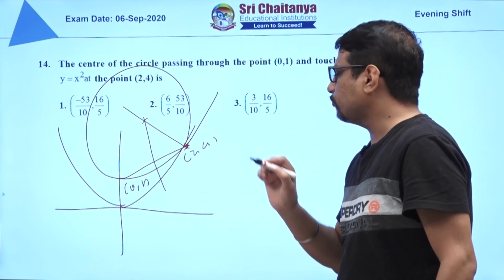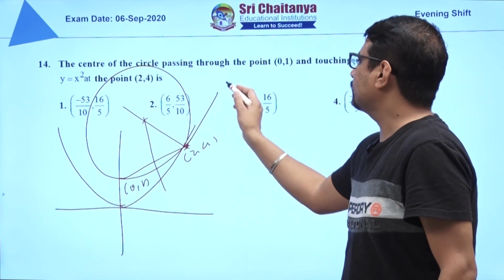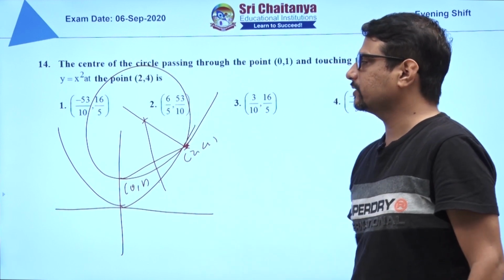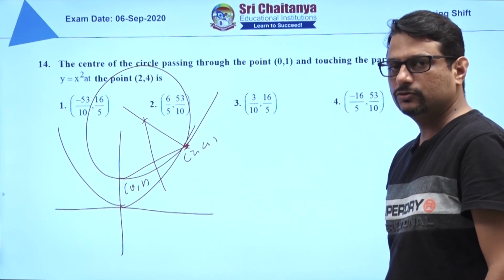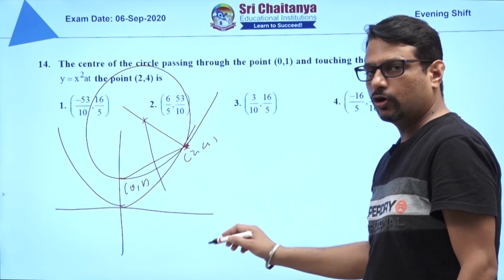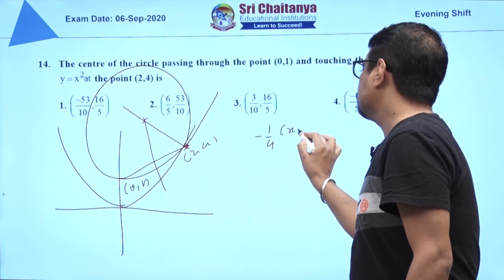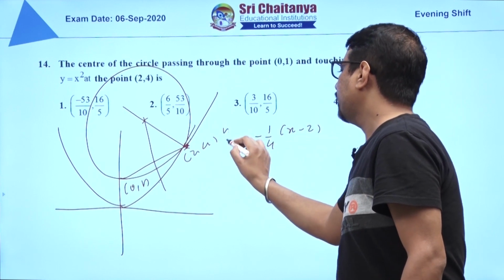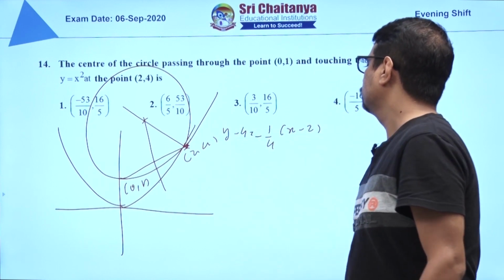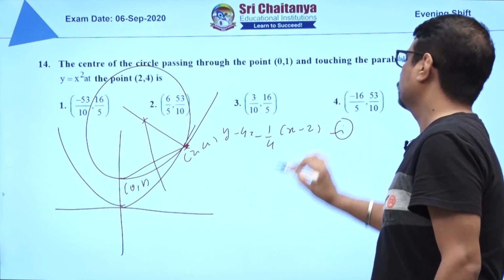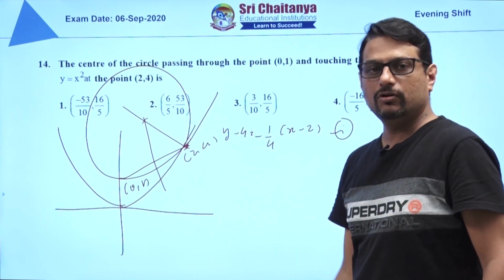Second method means the equation of normal to the parabola at 2, 4. So first let us find the slope of the parabola, which will be 2x, which will be 4 at that point. So that is the tangent slope. Normal slope will be minus 1 by 4. So minus 1 by 4 times x minus 2, and this is y minus 4. This is the first equation. For the second equation, you have to find the perpendicular bisector.